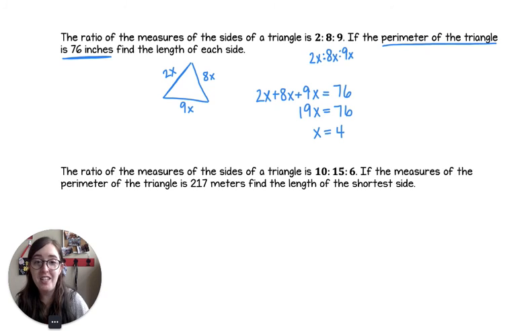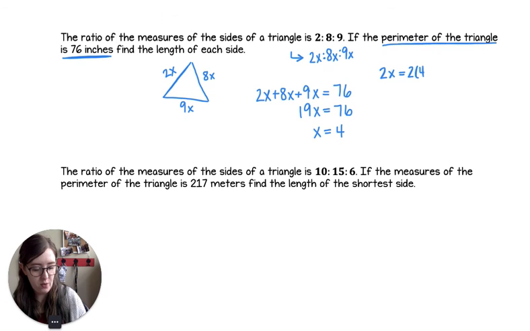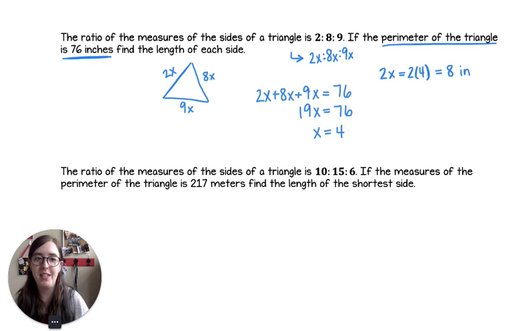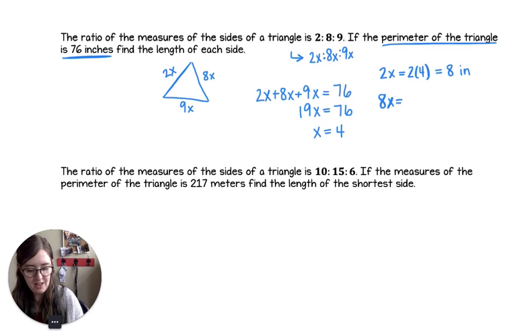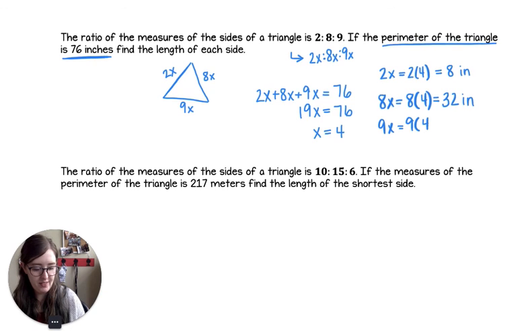So to find the length of each side, we're going to plug in 4 for x into all of those guys. So 2x, or 2 times 4, is 8. And remember, we're in inches, so I'm going to make sure to label it inches. Then we had 8x. So 8 times 4 is 32 inches. And then we had 9x, or 9 times 4 is 36 inches. Go ahead and try that last one on your own.